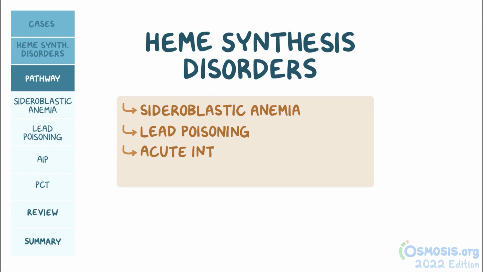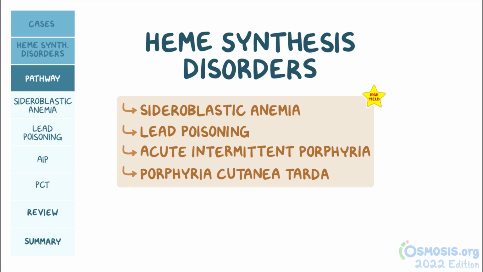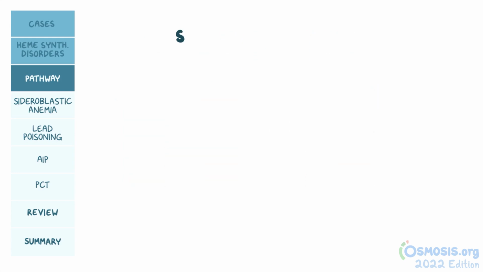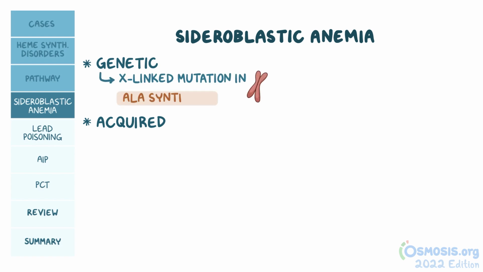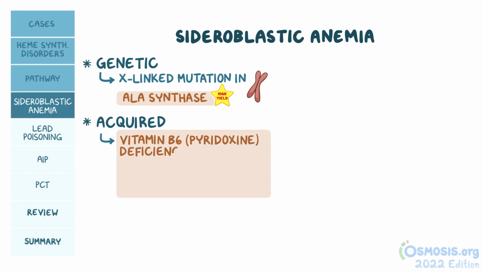Alright, now for your exams, the most high-yield causes of heme synthesis disorder are sideroblastic anemia, lead poisoning, acute intermittent porphyria, and porphyria cutanea tarda. Starting with sideroblastic anemia, which can be genetic or acquired. The most common genetic cause is an X-linked mutation in the gene coding for ALA synthase. On the other hand, the most important acquired cause is vitamin B6 or pyridoxine deficiency.